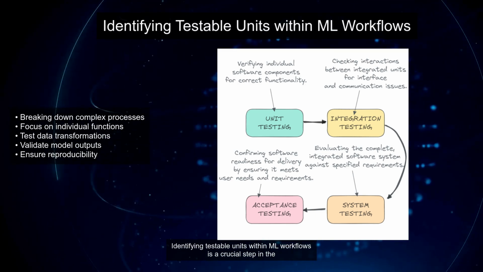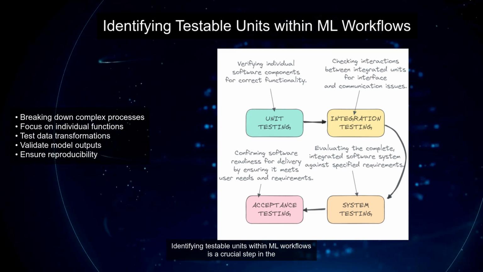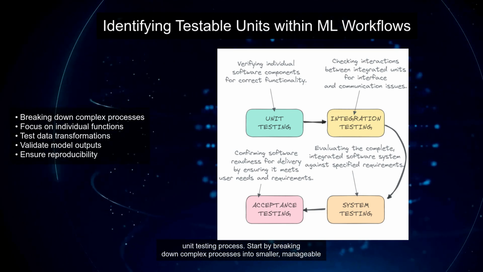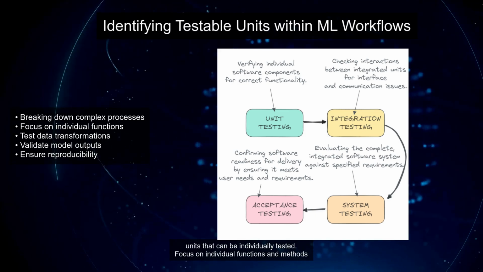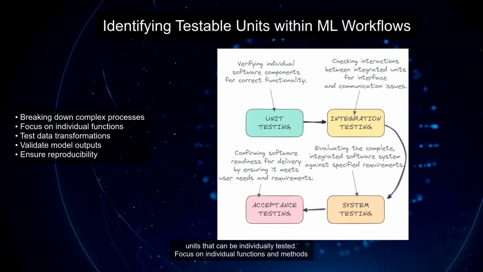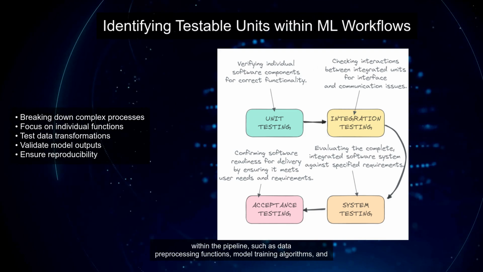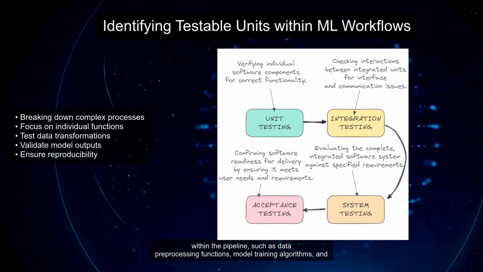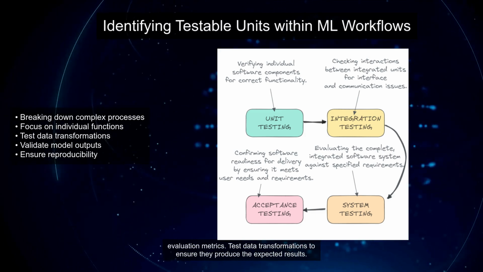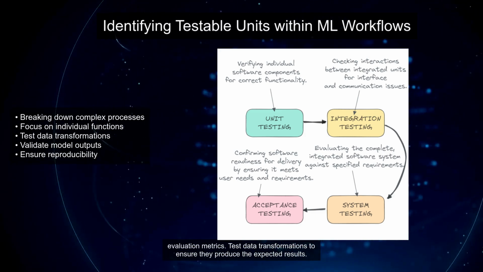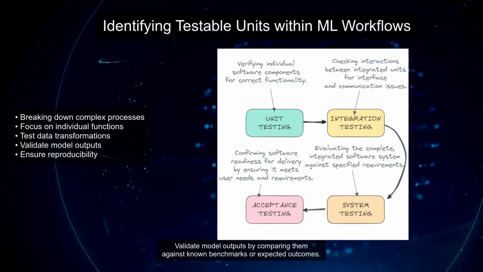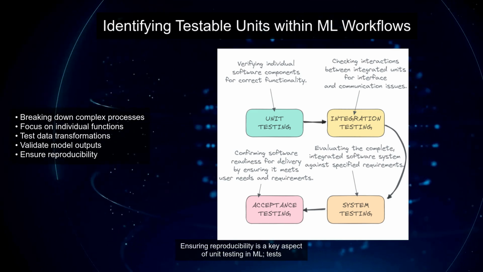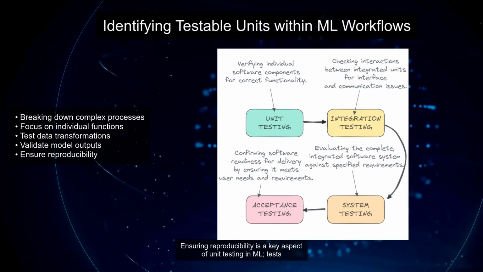Identifying testable units within ML workflows is a crucial step in the unit testing process. Start by breaking down complex processes into smaller, manageable units that can be individually tested. Focus on individual functions and methods within the pipeline, such as data preprocessing functions, model training algorithms, and evaluation metrics. Test data transformations to ensure they produce the expected results. Validate model outputs by comparing them against known benchmarks or expected outcomes.